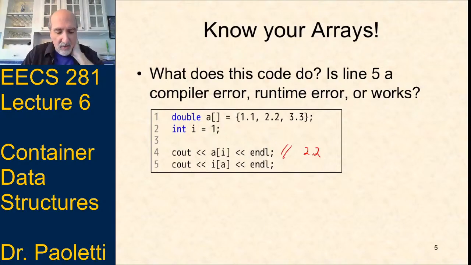Now, the second one, the second C outline, line 5, what does it do? Does line 5 give me a compiler error? Does it give me a runtime error? Does it work? Work meaning like no seg fault, no complaints if I run it with Valgrind. So what does this do?